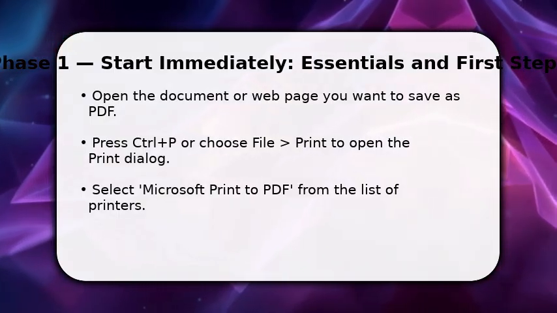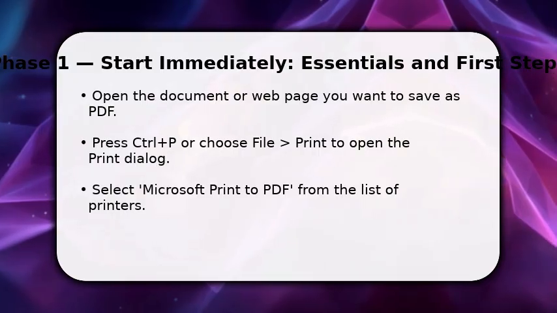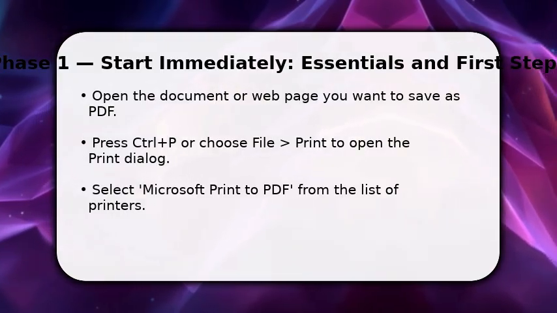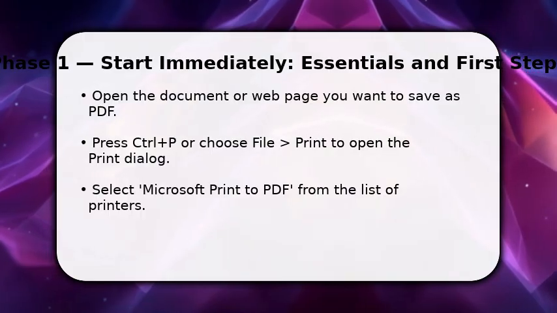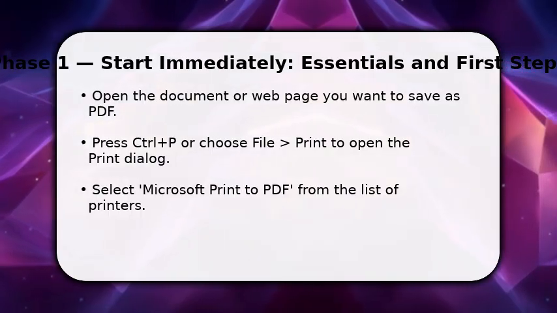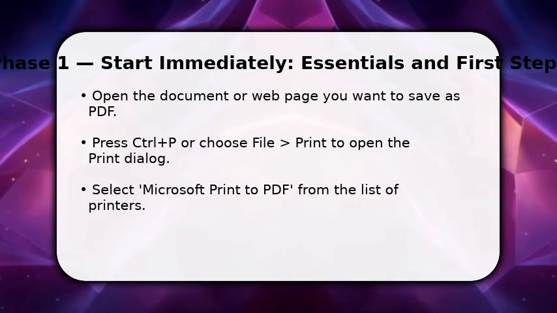Make sure the correct pages, orientation, and paper size are set. If you need only certain pages, enter the page range. Once done, click Print and you'll be prompted to name and choose a save location for the PDF file.